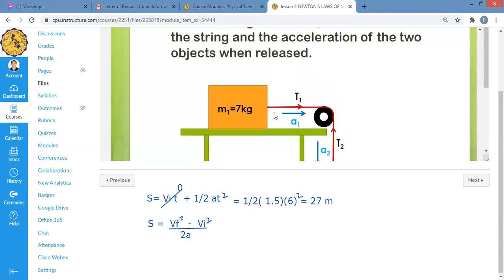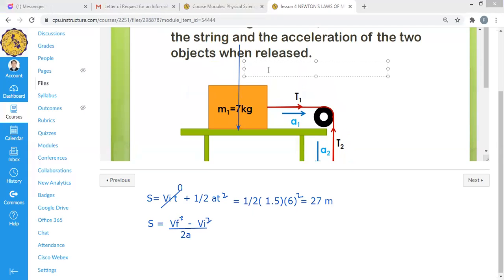Now, the weight of our body here will be directed in this manner, downward. So this is your weight 1. I'll call that weight 1, and how much is weight 1? It's M1 multiplied by gravity. Our weight 2 is also downward, if you'll notice.